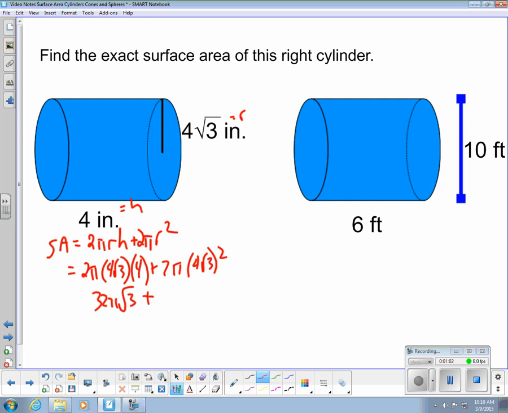Plus, and this is where some of you may have some issues with squaring this. Remember, 4 square root of 3 squared is 4 square root of 3 times 4 square root of 3, which is 16 square root of 9, which brings a 3 out. So we got 48 times 2, so we get 96 pi. And so this is the surface area of this cylinder. Let's not forget that our units is in inches squared.